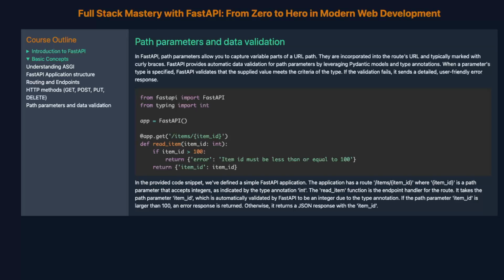In the provided code snippet, we've defined a simple FastAPI application. The application has a route /items/{item_id}, where item_id is a path parameter that accepts integers, as indicated by the type annotation int. The read_item function is the endpoint handler for the route. It takes the path parameter item_id, which is automatically validated by FastAPI to be an integer due to the type annotation. If the path parameter item_id is larger than 100, an error response is returned. Otherwise, it returns a JSON response with the item ID.